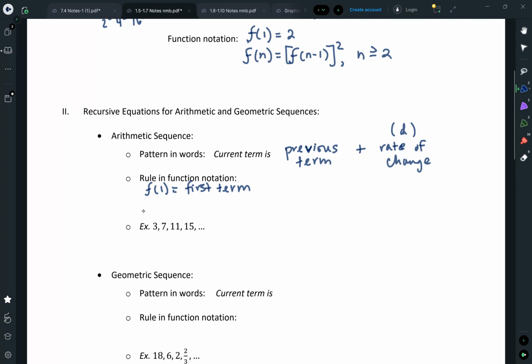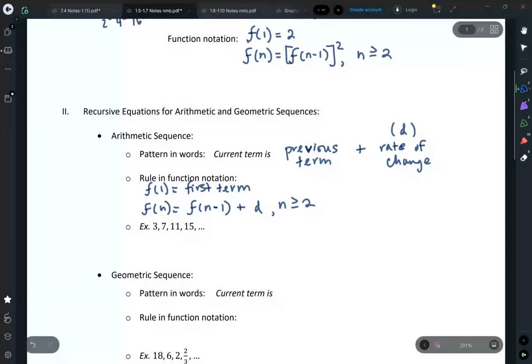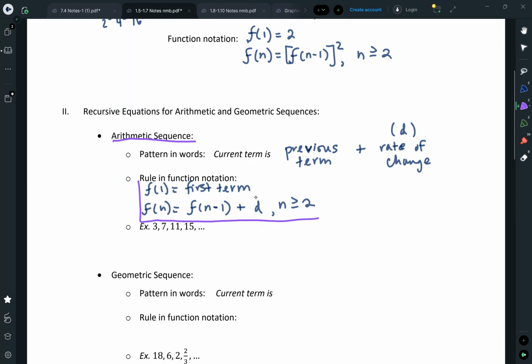And then to find the nth term, to find f of n, I would take my previous term, which is f of n minus 1. It's the term that's one before. And I'm going to add my common difference. And then I'll say that's for n greater than or equal to 2. So this is like my little rule for every single time I have arithmetic. This is how I can write it recursively.